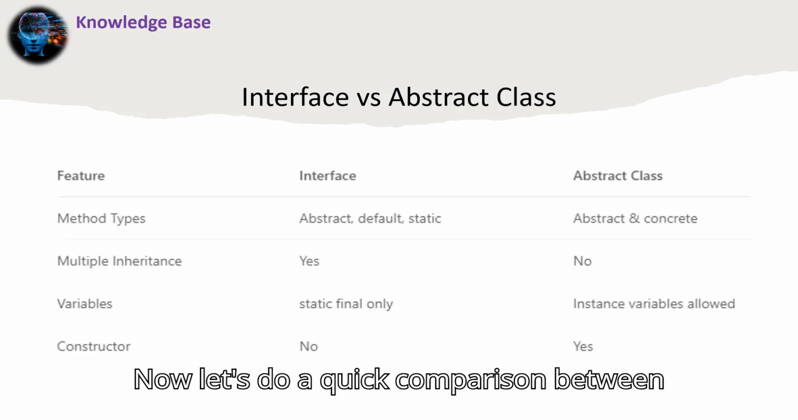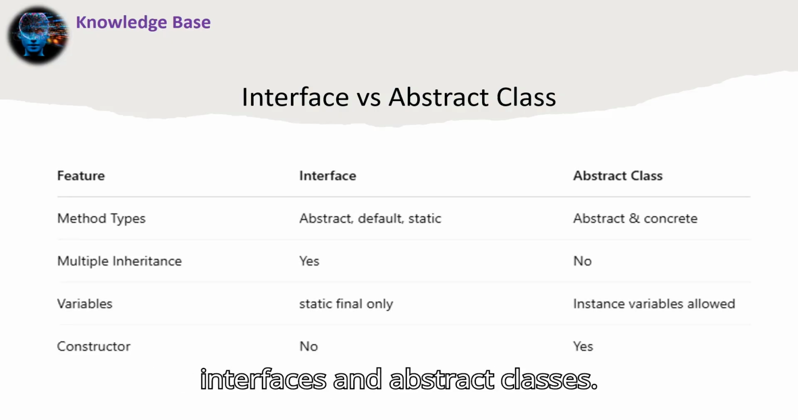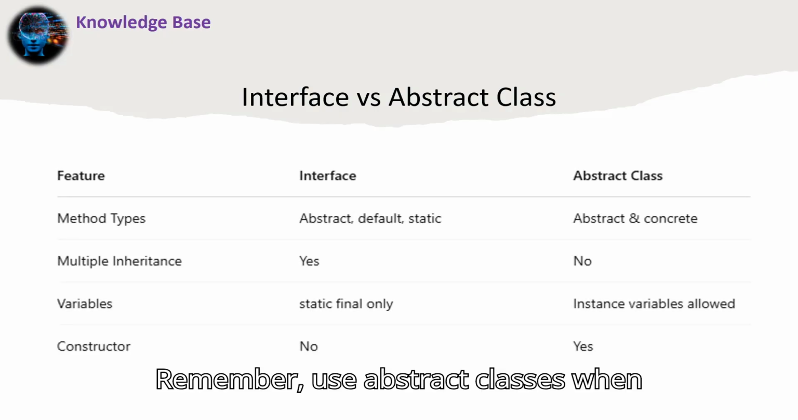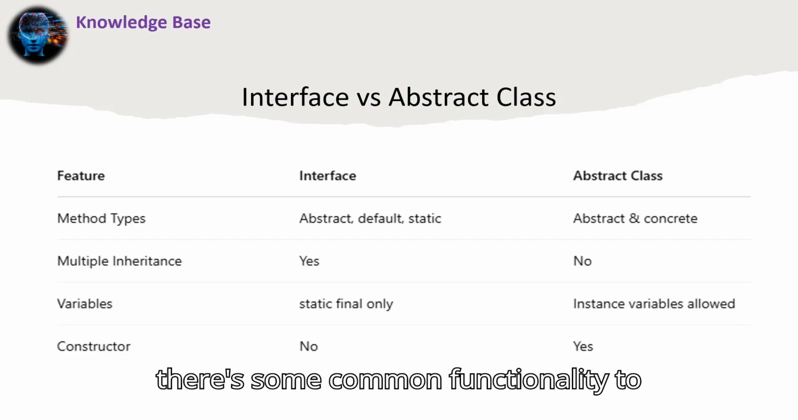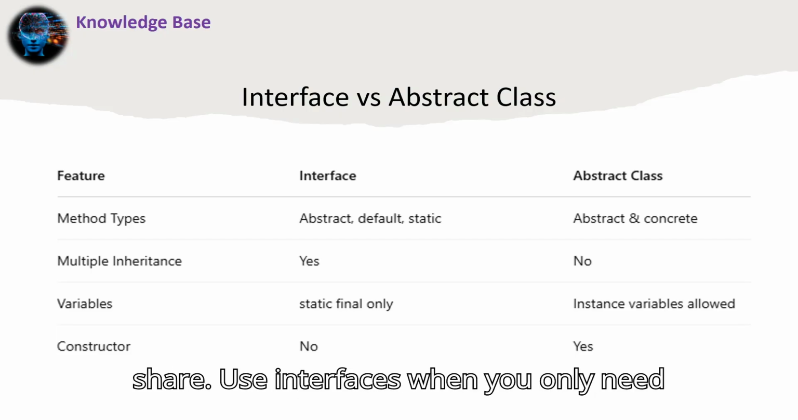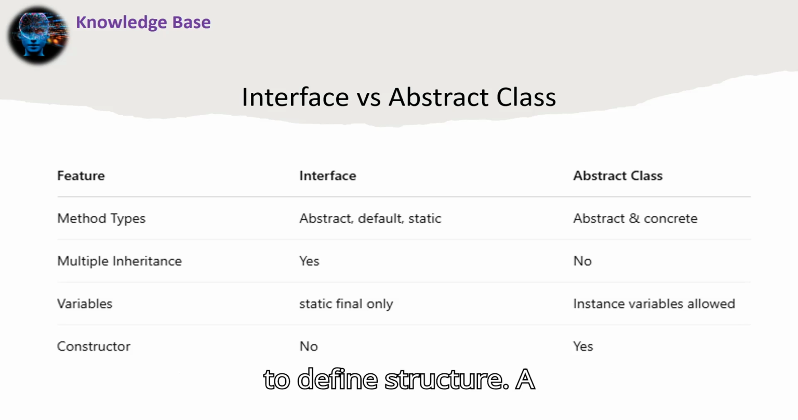Now let's do a quick comparison between interfaces and abstract classes. Remember, use abstract classes when there's some common functionality to share. Use interfaces when you only need to define structure.